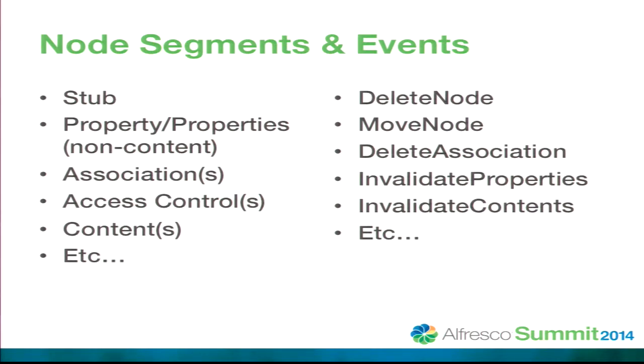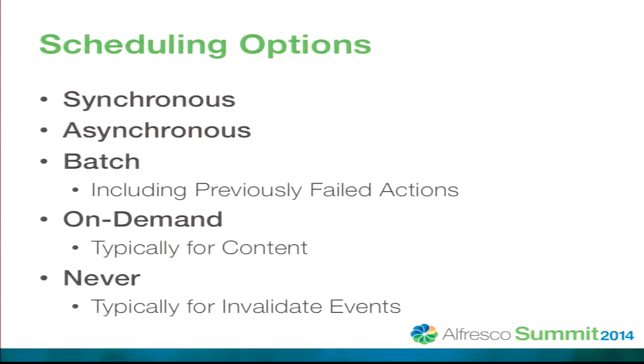We have a whole lot of different node segments that we break out. Instead of just considering it one document, it's really stub, properties, associations, access controls. And we could even break it down to just a single property. When one property changed, we just need to replicate that one property. And also events, like deleting things, moving nodes, which is an incredibly difficult thing to try and scheme around. That's a technical thing now.